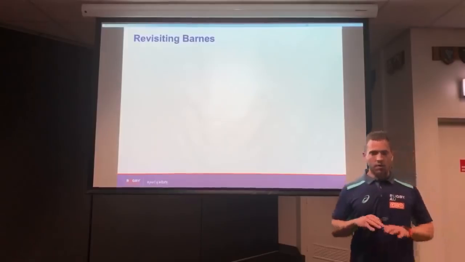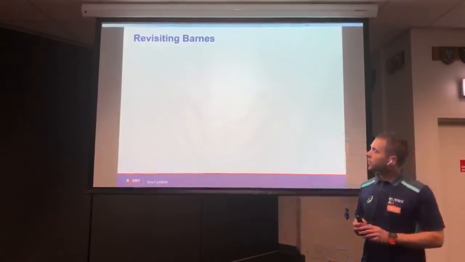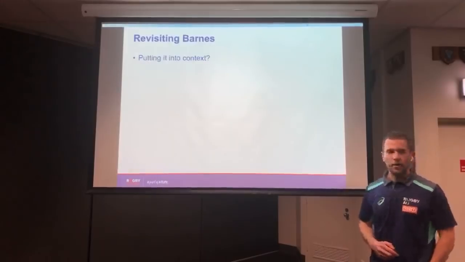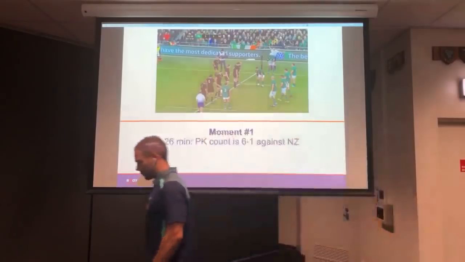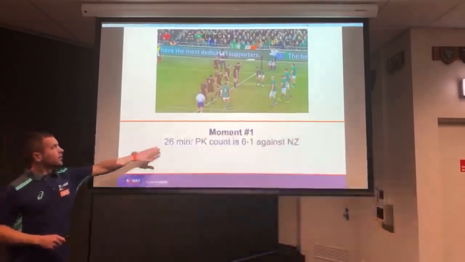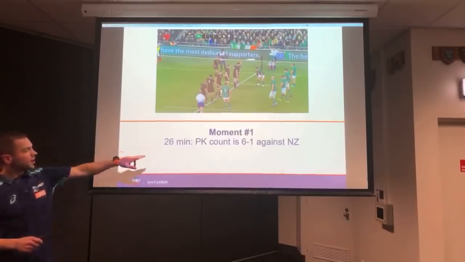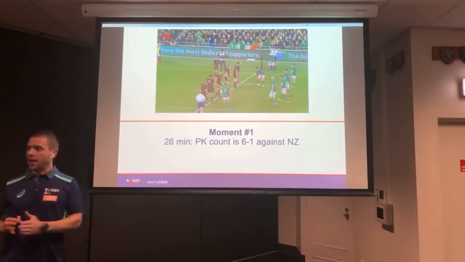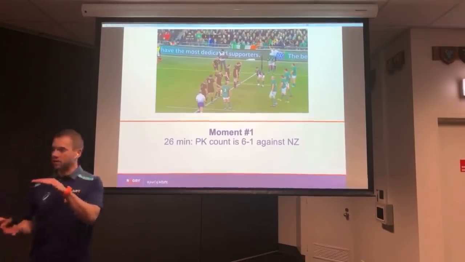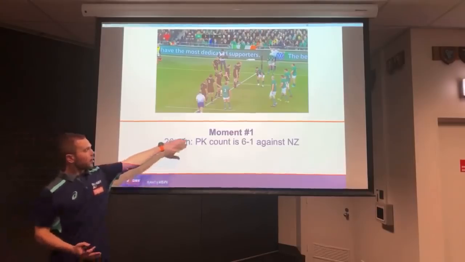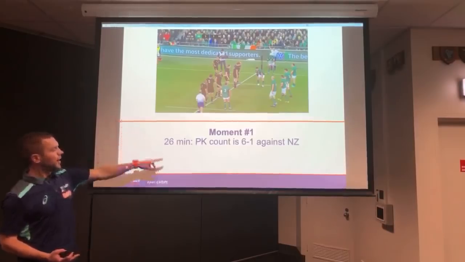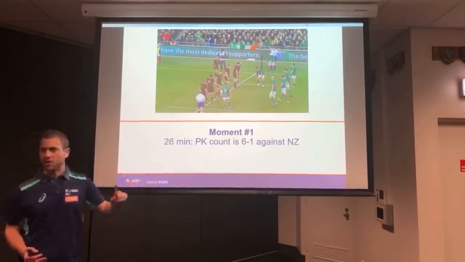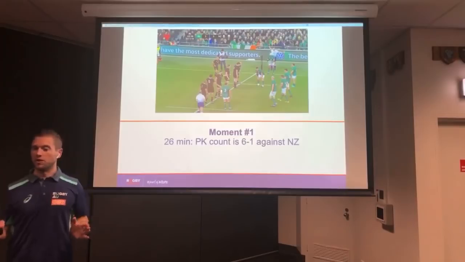So to kind of wrap up where we started, revisiting the Ireland-New Zealand game, putting it into context. I'm just going to talk through these moments again. Moment one. We're 26 minutes into the test match, and I want to overlay on the two moments that we looked at the start, some game context. So on moment one, the game context is we're 26 minutes into the game, it's 3-3, and the penalty count is 6-1 against New Zealand. So that's a bit of context we didn't have when we looked at this at the start.